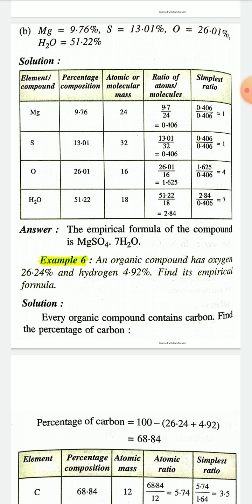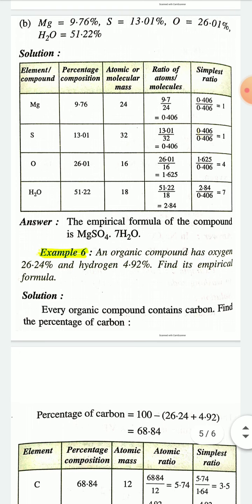Sulfur percent composition is 13.01 and atomic mass of sulfur is 32. So divide 13.01 by 32, you will get 0.406 also. Okay. And in case of oxygen, percentage composition of oxygen is 26.01 and atomic mass of oxygen is 16. So to find the ratio of atoms of oxygen, you have to divide the percentage composition by the atomic mass of oxygen. So 26.01 divided by 16, that is 1.625.